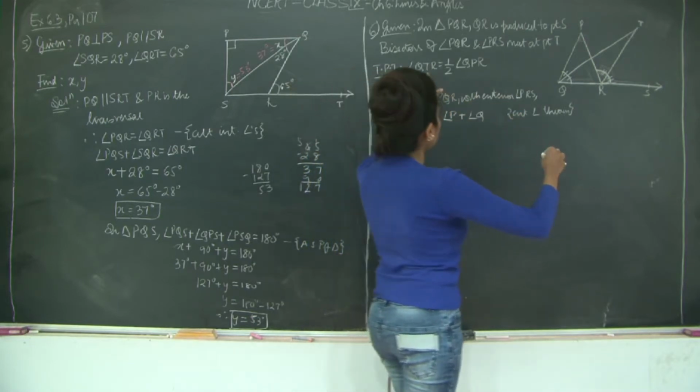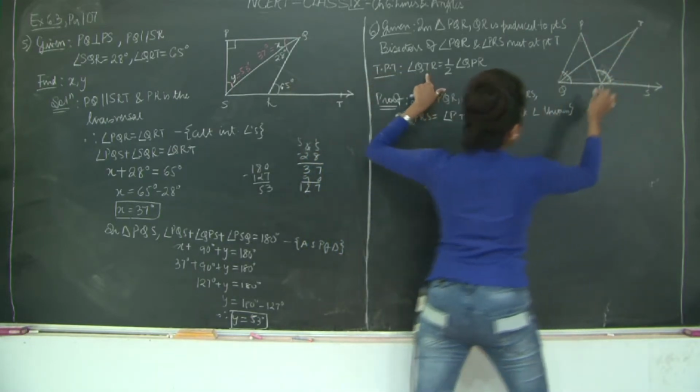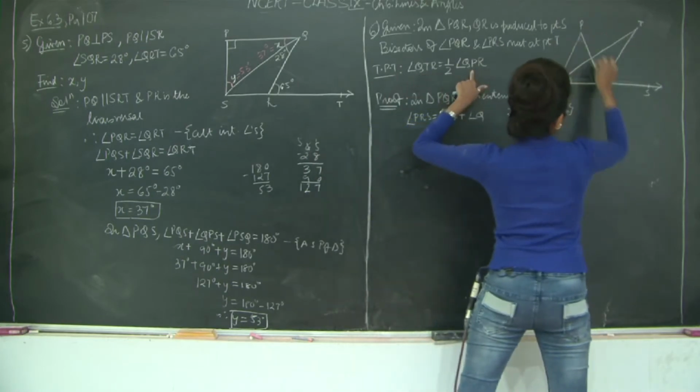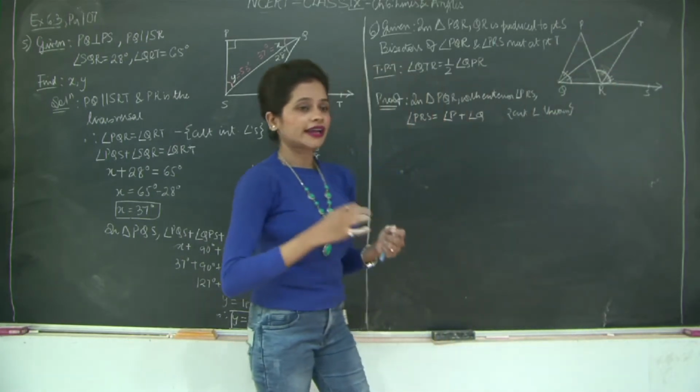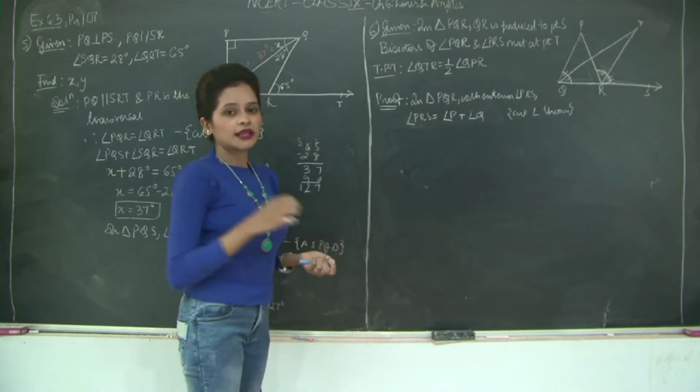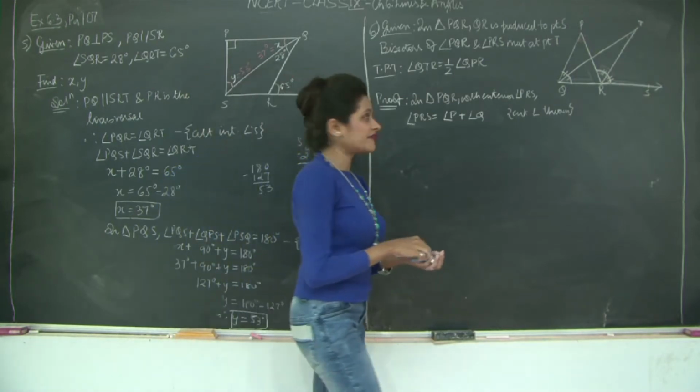So let's see, I have angle QTR. Angle QTR is here and I have angle QPR which is here. So how do we strike a relationship between these two? We need a key. So let's see how we'll find the key.